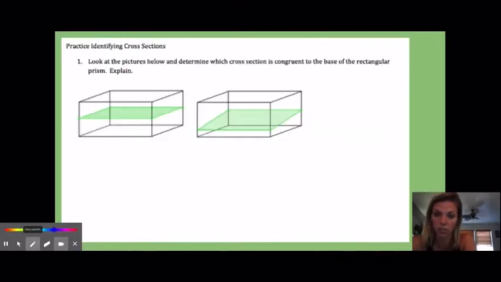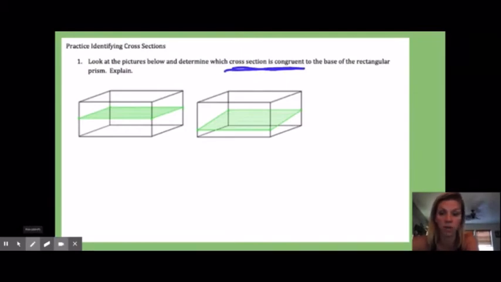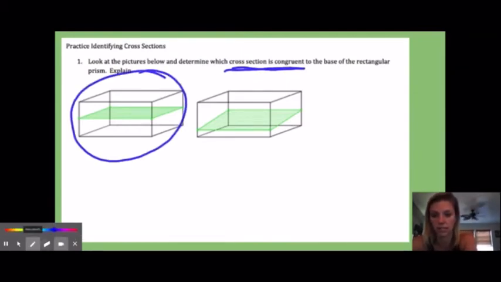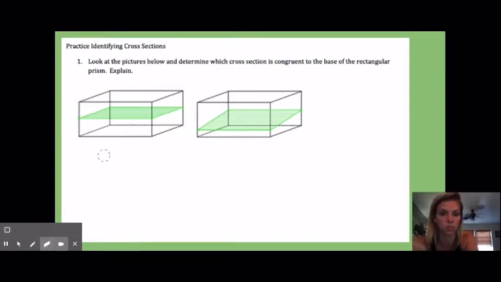It says, look at the picture and determine which cross-section is congruent. Well, the congruent one needs to be parallel. So that's this here, and that would be your explanation. That one is the congruent one because the cross-section is parallel.